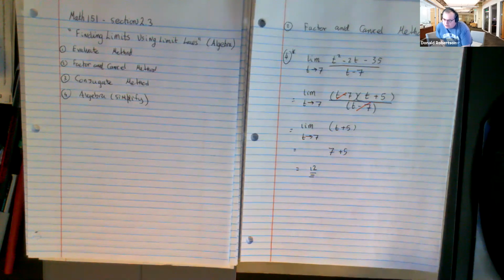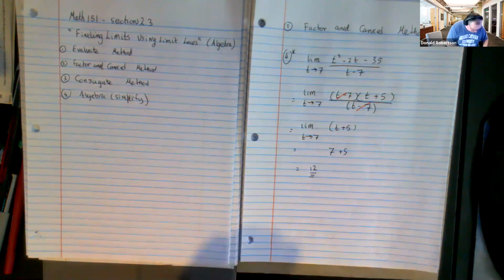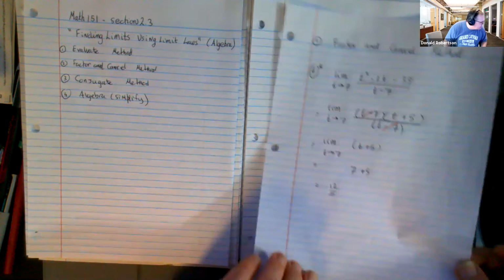Are we good with that? Does that seem a reasonable process for finding limits? Factor the thing, cancel.